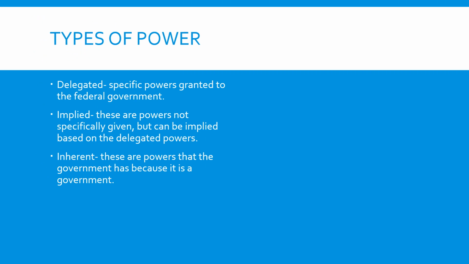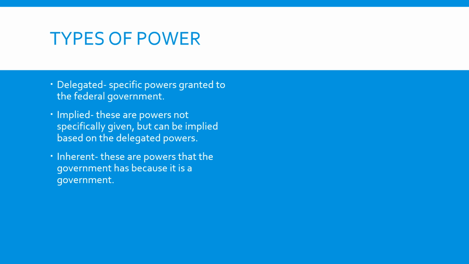All right, so let's talk about types of power in the federal government. There are three different types of power within our federal government in the Constitution. You have what are called delegated powers. These are specific powers given to the federal government. They are delegated. They are specifically given to the government. There is no question about it. It's written in the Constitution, like coining money or declaring war.